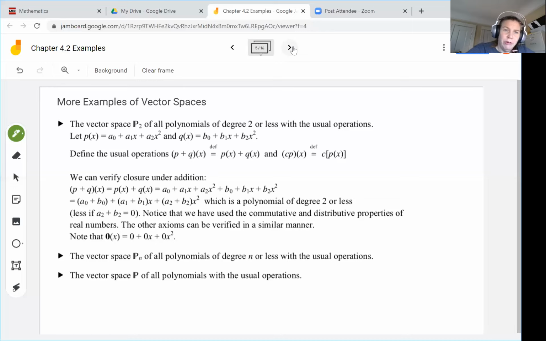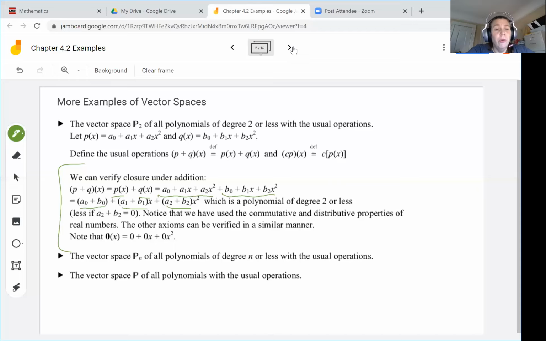So let's verify closure under addition here. If we've got p plus q, that's polynomial p of x plus polynomial q of x. That's going to be each term of p of x plus each term of q of x. And then we can pull the coefficients together. So we've got a0 plus b0, plus a1 plus b1 grouped together multiplied by x, and then a2 plus b2 grouped together multiplied by x squared. So this is still a polynomial of degree 2. It would be less if a2 plus b2 was 0, if they canceled each other out. Notice that we have used the commutative and distributive properties of the real numbers, and then you can go through and verify the other axioms in a similar way.